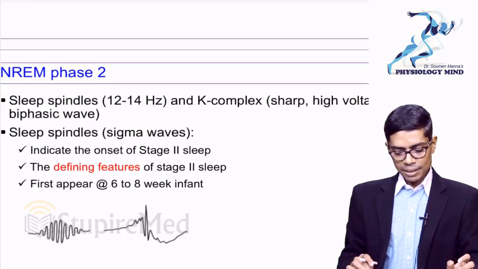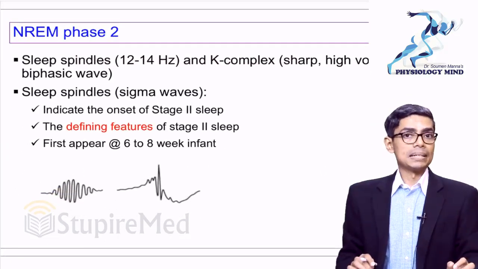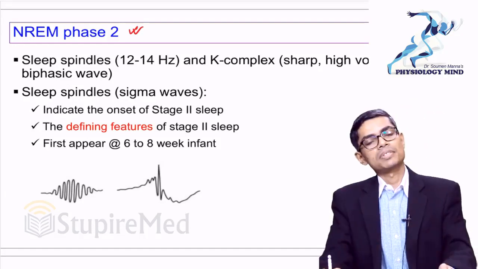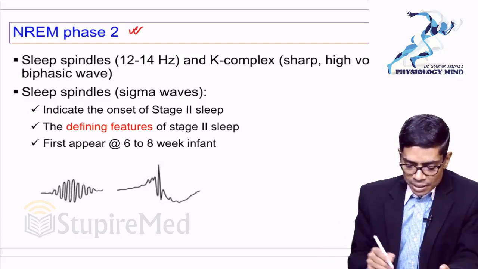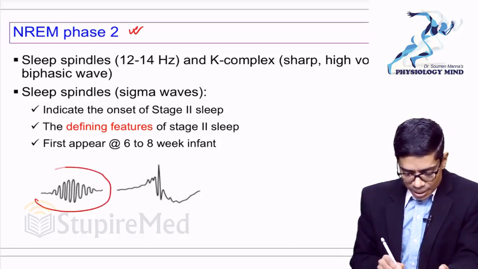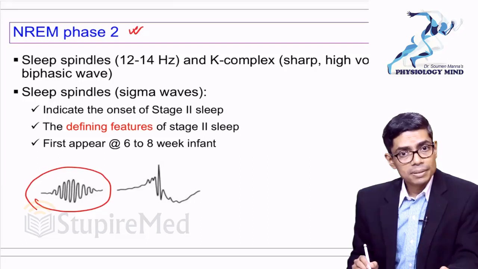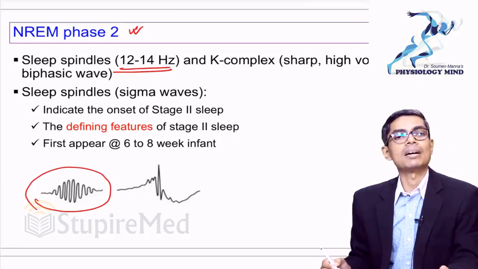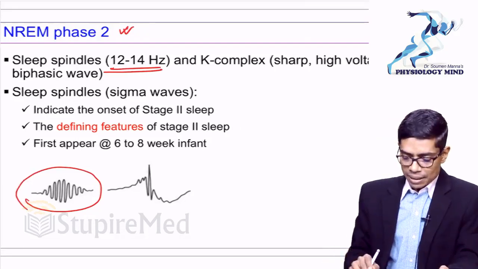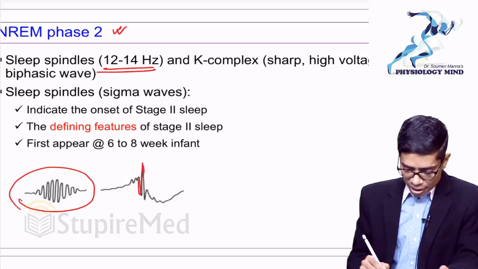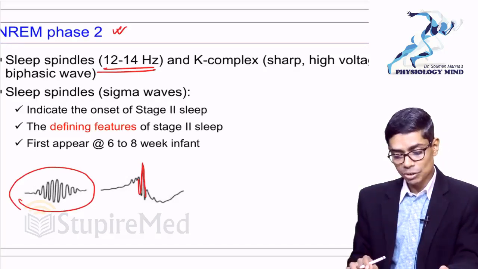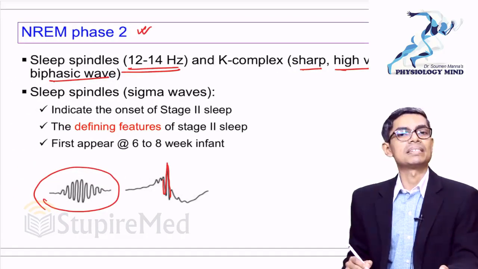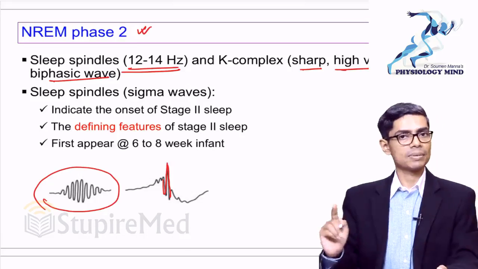Okay, so what are the sleep spindle and K complex? That is the identifying feature of non-REM stage 2. The sleep spindle, as you can see here, is a spindle-shaped wave seen in stage 2, and its frequency is 12 to 14 Hz. And what is the K complex? This is a very sharp, biphasic, high voltage wave. See here, a sharp high voltage biphasic wave, that is the K complex. Both are seen in stage 2.